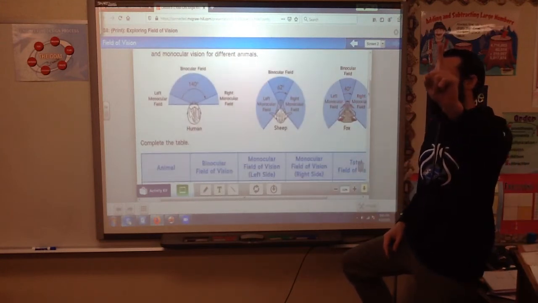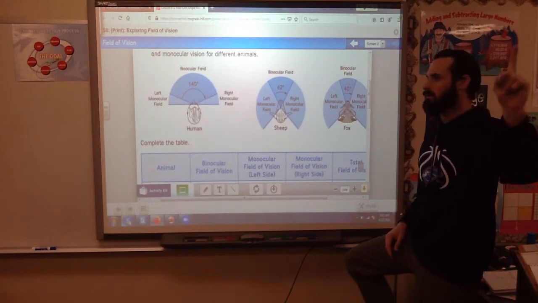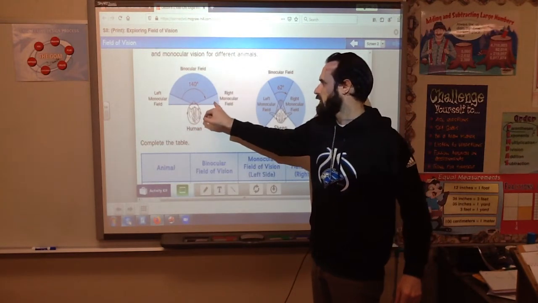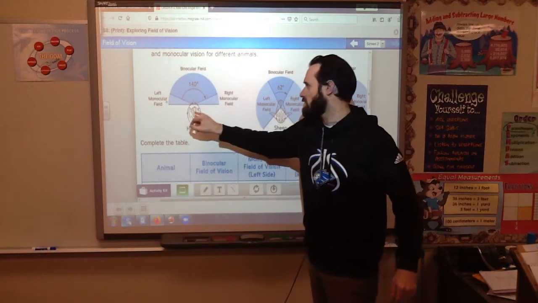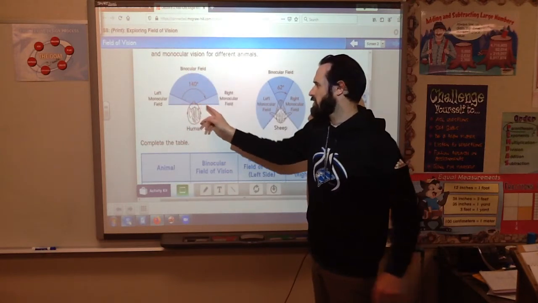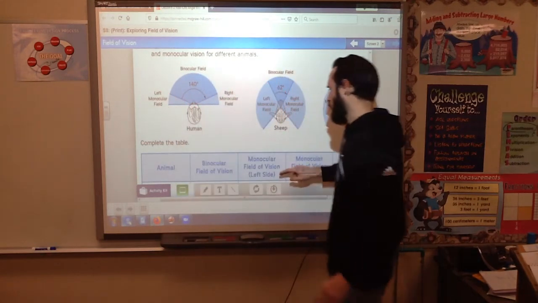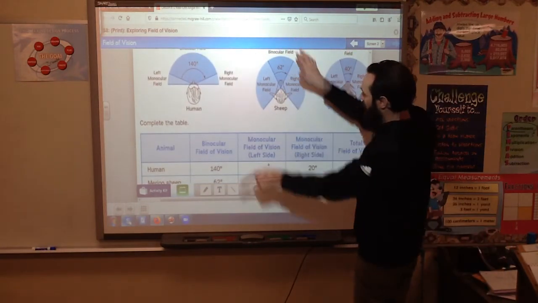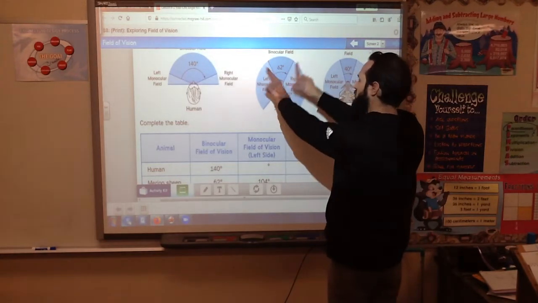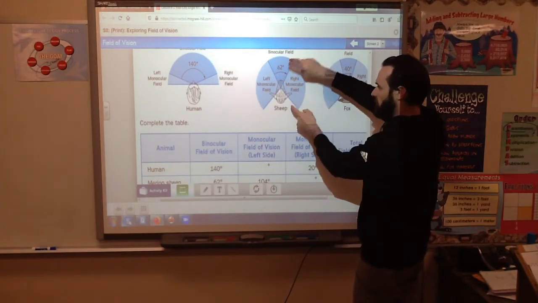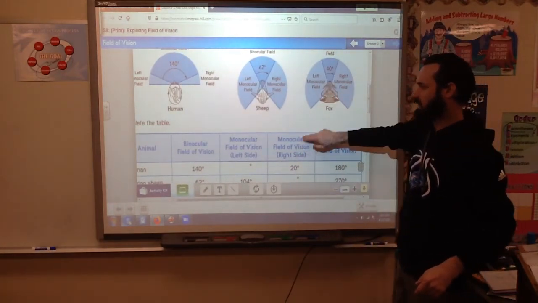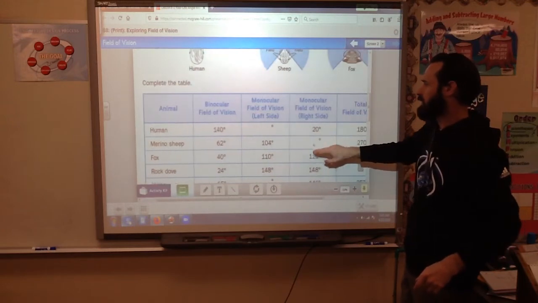So like, if I close my eye, what they're basically telling you is, with just your right eye, you can see this. Just your left eye, you can see this. But binocular vision with both eyes, you can see within this 140 degrees. If you look at a sheep, sheep can see with just their left eye that much. With both eyes, they can see this 62 degree area, and with their right eye, you can see here. Same thing with the fox. We talked about it. Fox have really good field of vision.